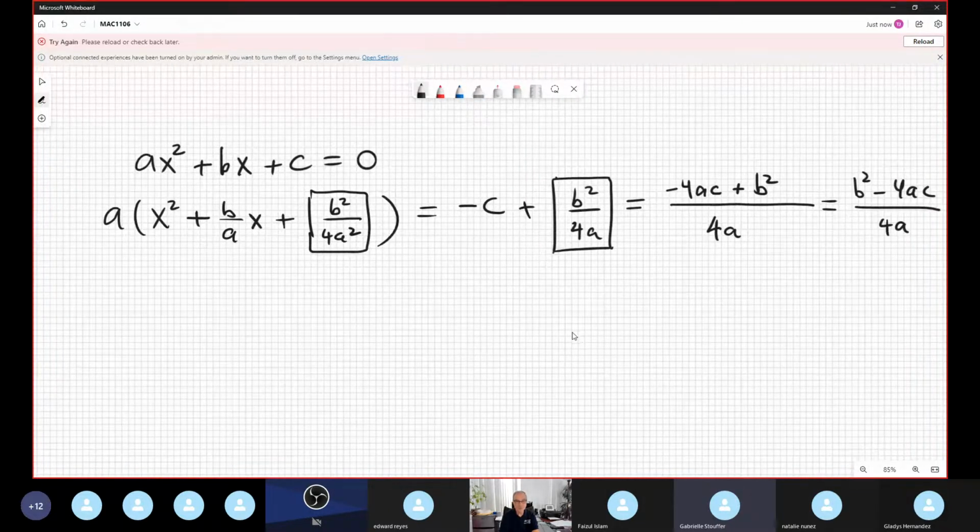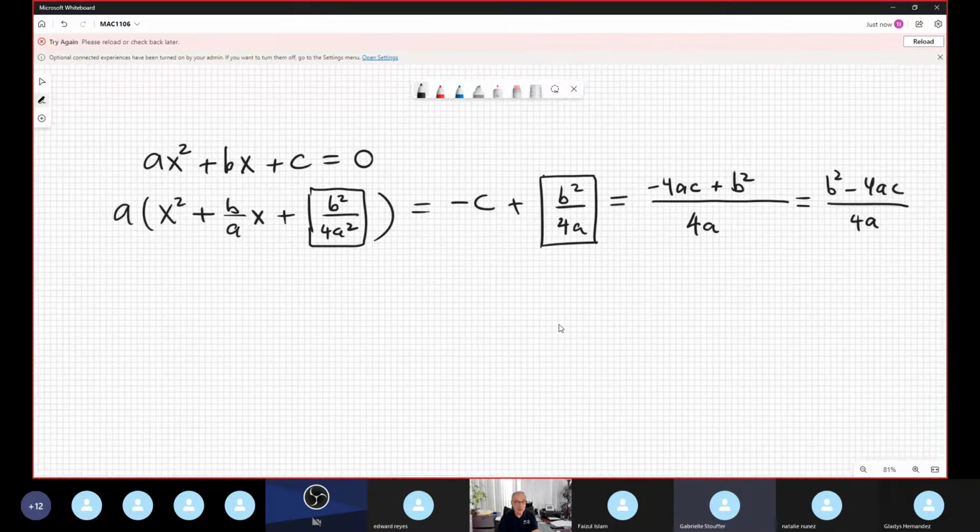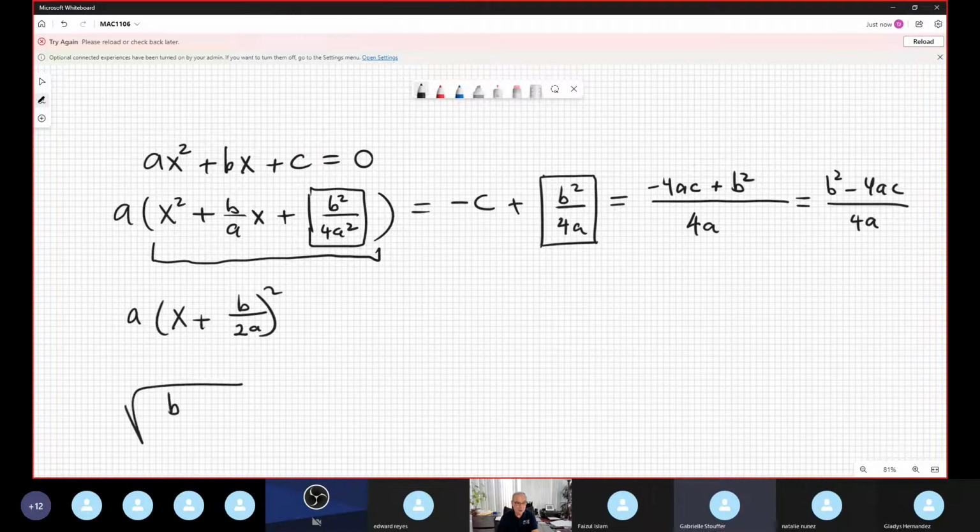Now, I know very, very well that this trinomial is a perfect square. Then A times x plus B over 2A, squared. We're going from B over 2A. It's the square root of this guy. So the square root of B squared over 4A squared is obviously B over 2A, because the square root of B squared is B, the square root of 4 is 2, and the square root of A squared is A.